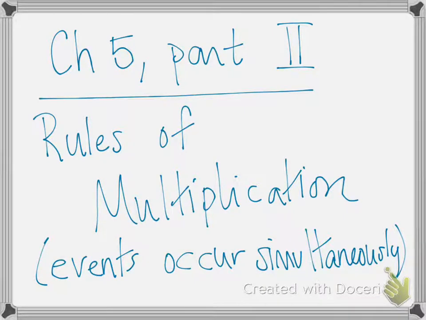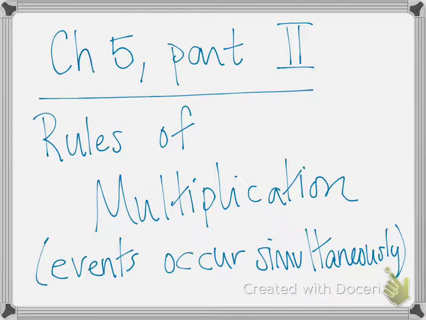Hello, Professor Hildebrandt here. Again, I'm working some calculations of probability from our textbook in Chapter 5. This corresponds to the second part of my lecture, and in these examples, I'm going to focus on our two rules of multiplication. Our probability rules of multiplication are used when we have events that are occurring at the same time.